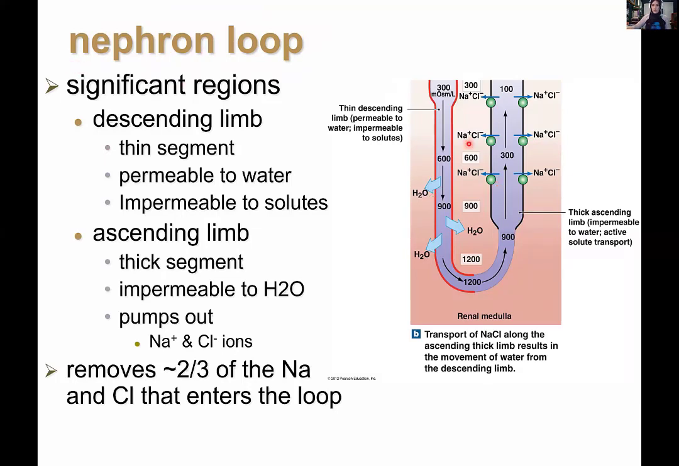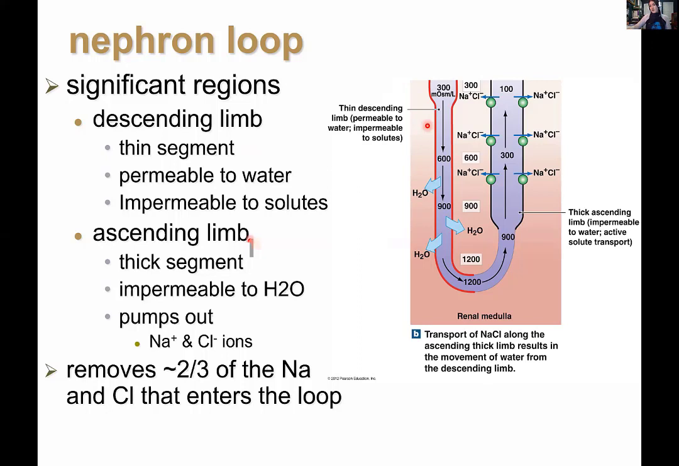Okay, so here's our loop. Notice we have two different regions, and they refer to the direction of fluid traveling inside of them, so descending versus ascending, and also thin versus thick. These also have different permeabilities. So the descending limb, when it gets thin, is permeable to water, but it is not permeable to solutes.